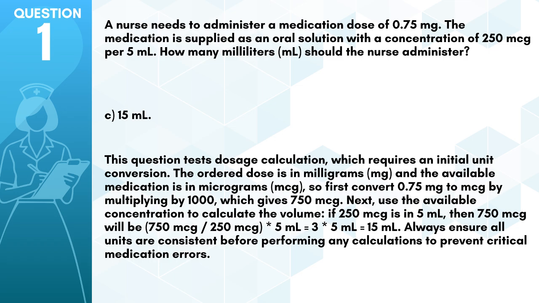If 250 micrograms is in 5 milliliters, then 750 micrograms will be 750 micrograms / 250 micrograms * 5 milliliters equals 3 times 5 milliliters equals 15 milliliters. Always ensure all units are consistent before performing any calculations to prevent critical medication errors.